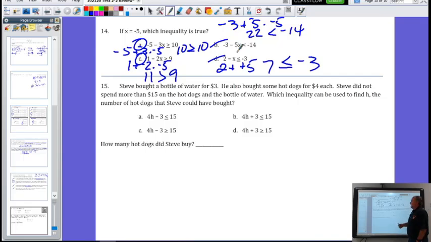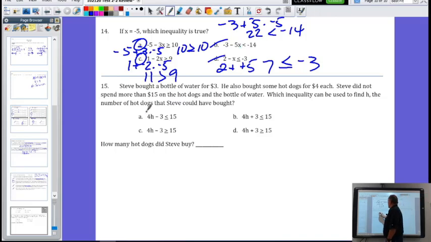So let's take a look down at this last one. It says Steve bought a bottle of water for $3. He also bought some hot dogs for $4 each. Steve did not spend more than $15 on hot dogs and a bottle of water. Which inequality could be used to find H, the number of hot dogs Steve could have bought? So it says you got a bottle of water, which is $3, and some hot dogs for $4. So I'm looking for $4 times hot dogs plus $3.